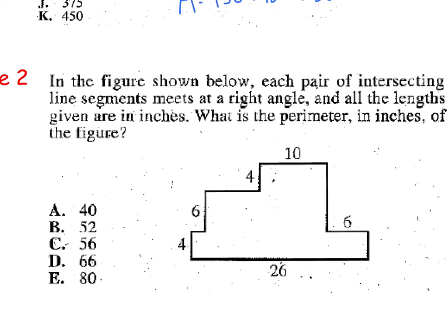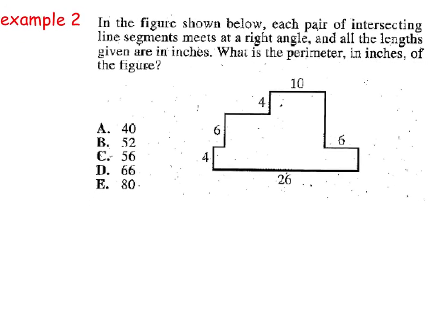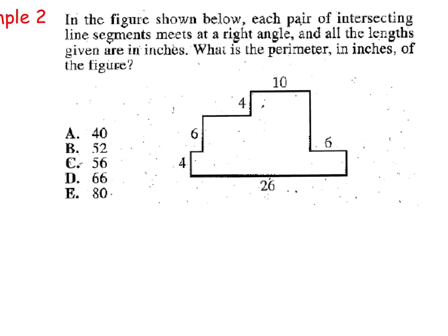Let's look at a perimeter problem. It says, in the figure shown below, each pair of intersecting line segments meets at right angles, and all the lengths given are in inches. What is the perimeter in inches of the figure? So in this problem, I have a certain number of sides. We could count them up, but basically what I'm going to do is highlight the ones that I know so that I can see the parts that I need to find. So all of these are known quantities.